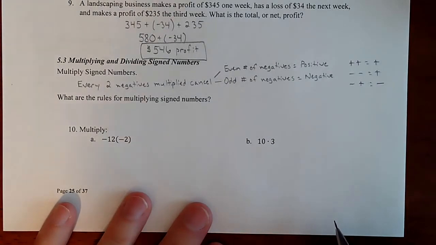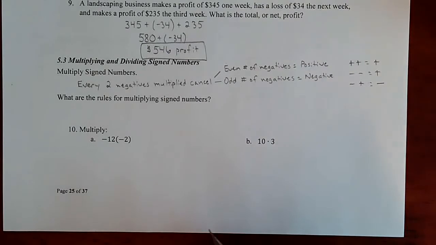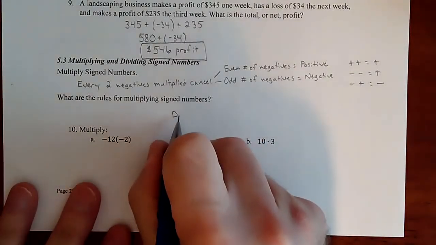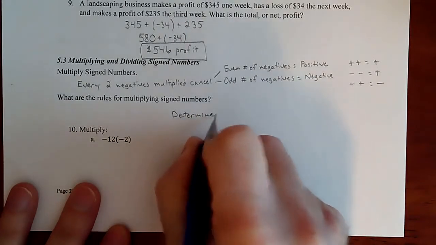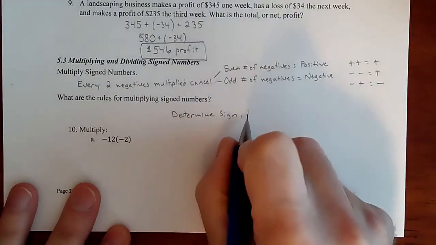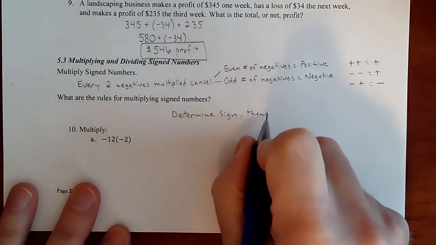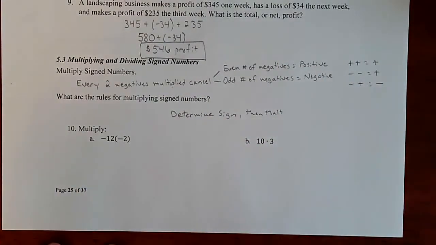Okay, so let's go through a couple problems. So I like to personally determine the sign first, then multiply. Otherwise I feel like I'll forget. I'll just kind of put the numbers together and not pay attention to the signs.